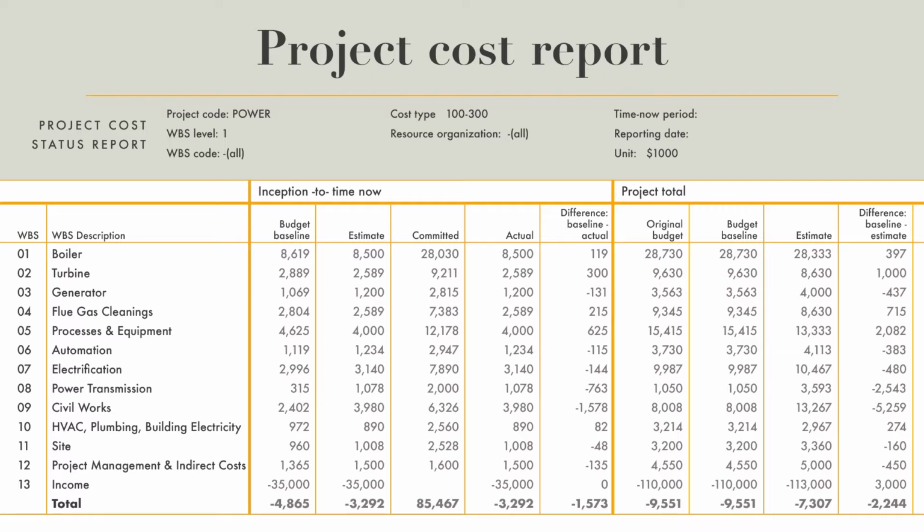On the left side of this table form report, there is inception to time now. So we report the difference between the baseline, which is the budget, and the actual cost. But more importantly, on the right side of this report, we have the project total. So we have the original budget until the end of the project, and we have the estimate until the end of the project, and we report the difference of these.